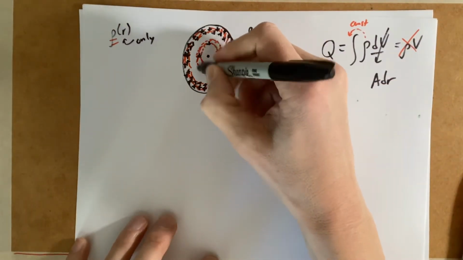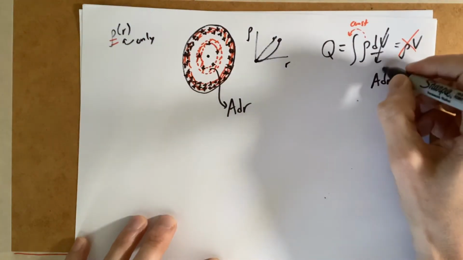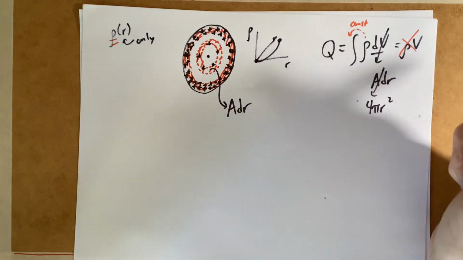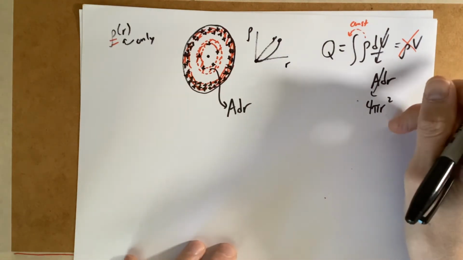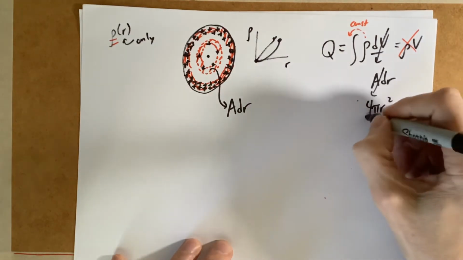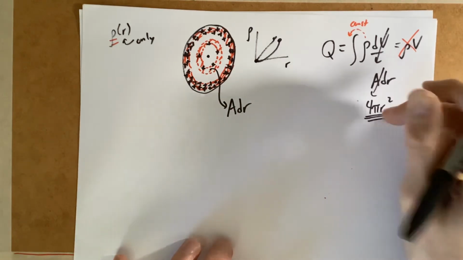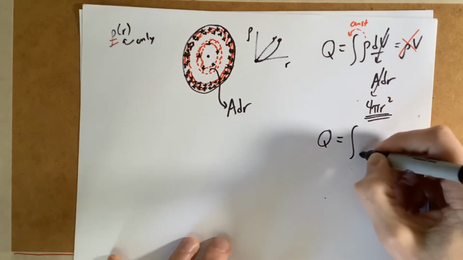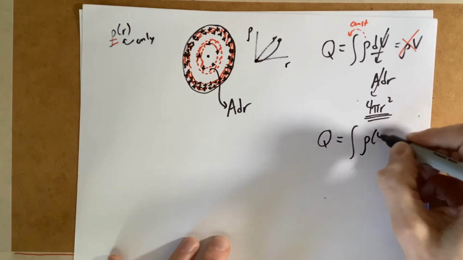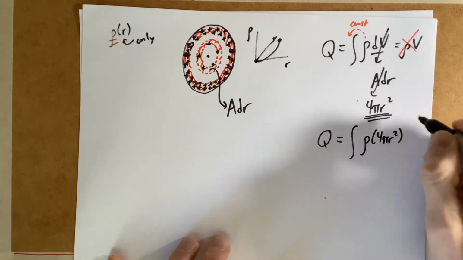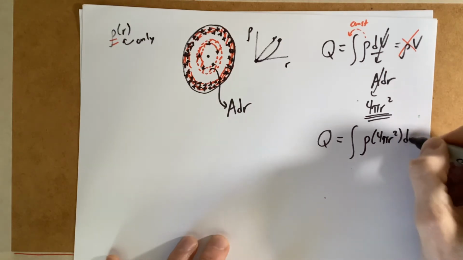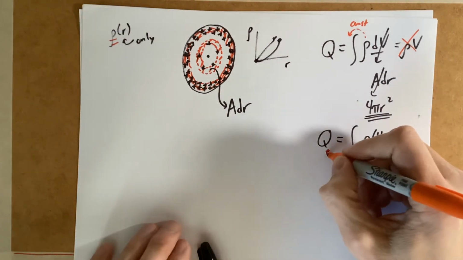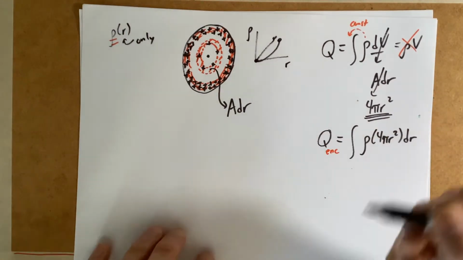And what's A? Well, we're still in the spherical geometry, so that's going to be a spherical shell. That's 4 pi r squared. And so that is exactly the same thing that you always put in Gauss's law on the left-hand side, and now it's here. So now Q is equal to the integral of rho, whatever function that is, times 4 pi r squared, and then dr. And this will get you your Q enclosed for Gauss's law.